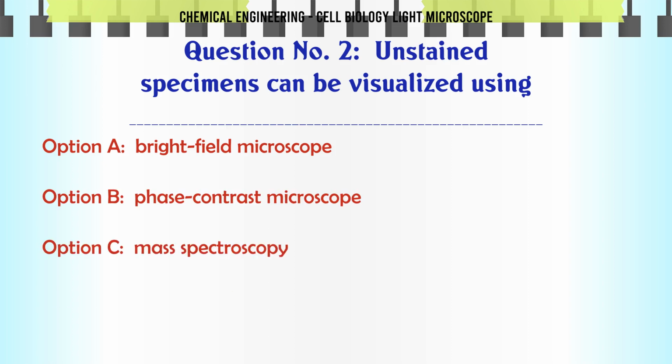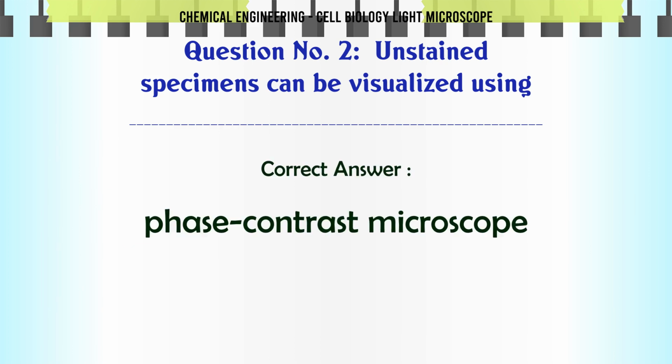Unstained specimens can be visualized using A. Bright field microscope, B. Phase contrast microscope, C. Mass spectroscopy, D. Spectrophotometer. The correct answer is phase contrast microscope.